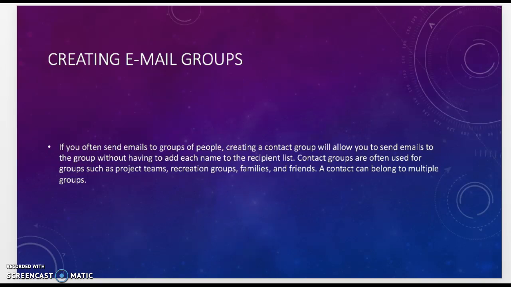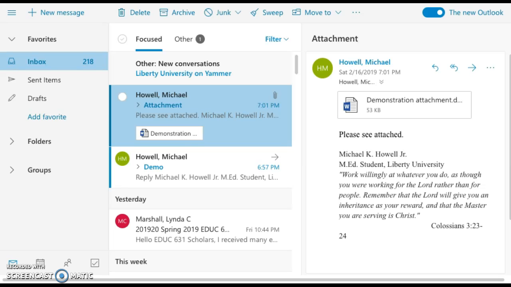Contact groups are often used for groups such as project teams, recreation groups, families, and friends, and a contact can belong to multiple groups. And when you're creating contacts or contact groups, it's set up differently on the older Outlook, but for this one, it's pretty simple.